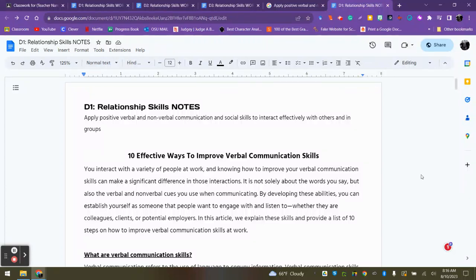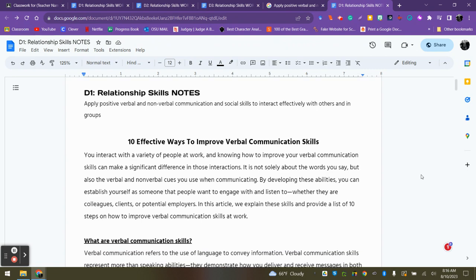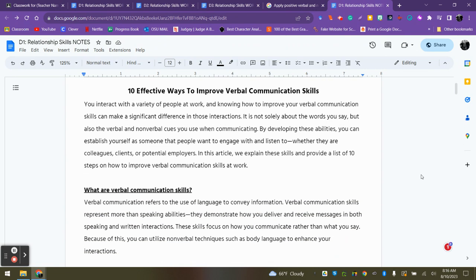D1 Relationship Skills Notes. Apply positive verbal and nonverbal communication and social skills to interact effectively with others and in groups. 10 effective ways to improve verbal communication skills. You interact with a variety of people at work, and knowing how to improve your verbal communication skills can make a significant difference in those interactions.